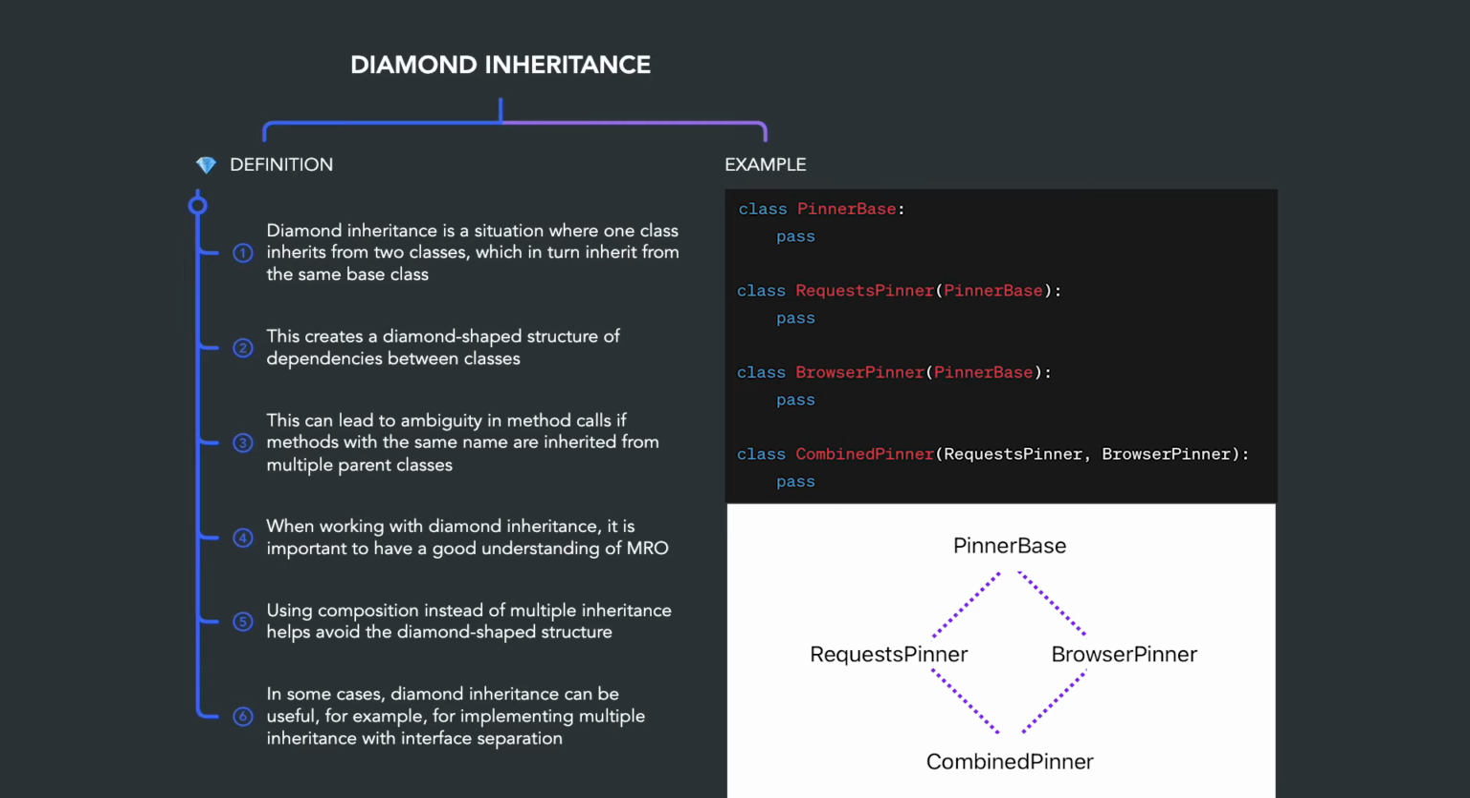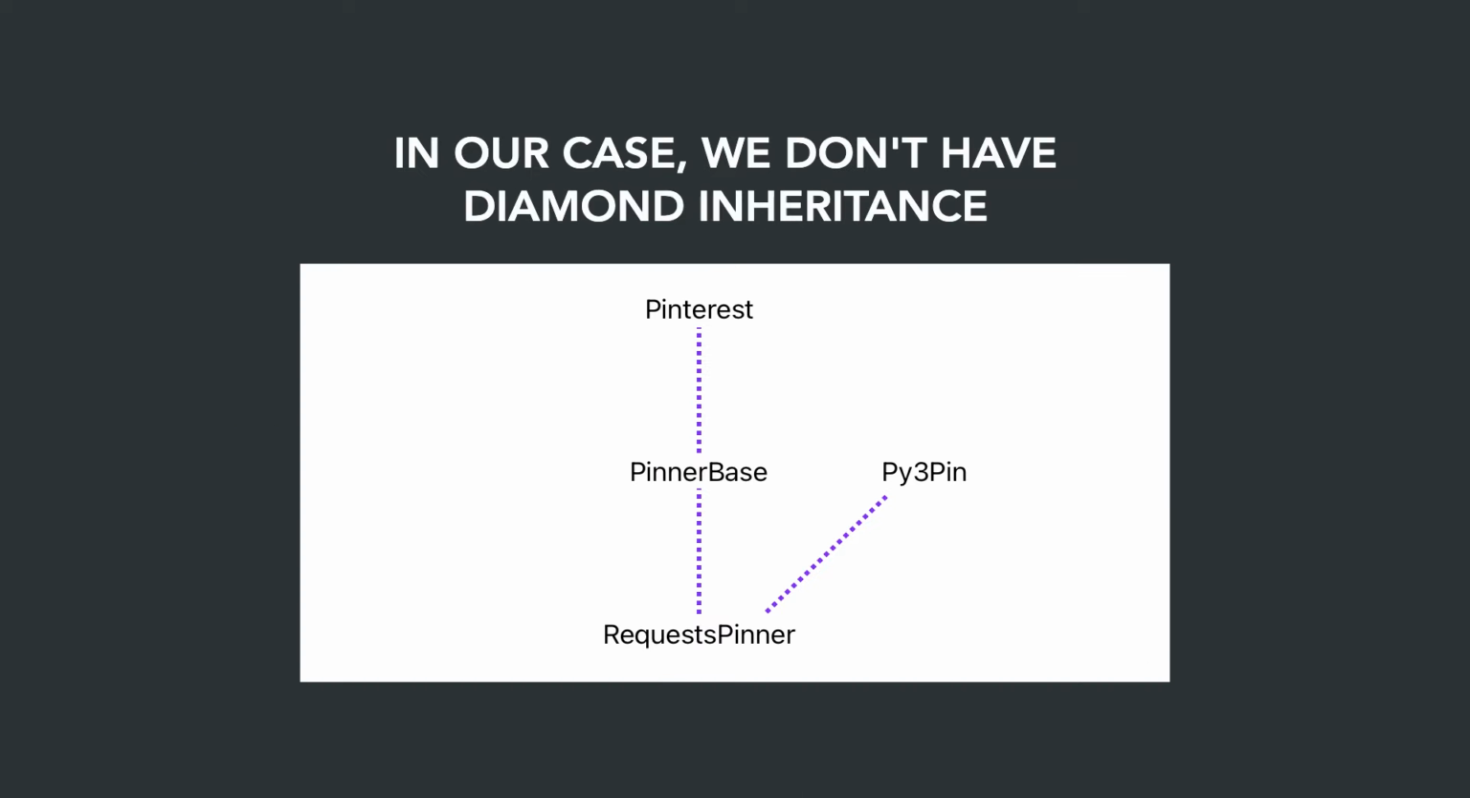During the implementation of multiple inheritance, the diamond inheritance problem may arise. Diamond inheritance occurs when one class inherits from two classes, which in turn inherit from the same base class. This creates a diamond-shaped structure of dependencies between classes, which can lead to issues in resolving method calls and managing object states. Diamond inheritance can occur accidentally if you fail to track dependencies between classes, while it can also be intentionally used to implement complex design patterns. In most cases, it's better to avoid it. In our case, we don't have an issue with diamond inheritance.